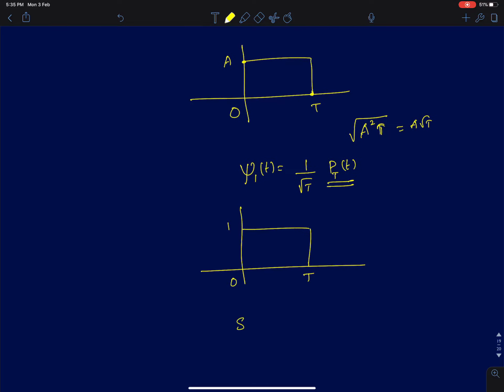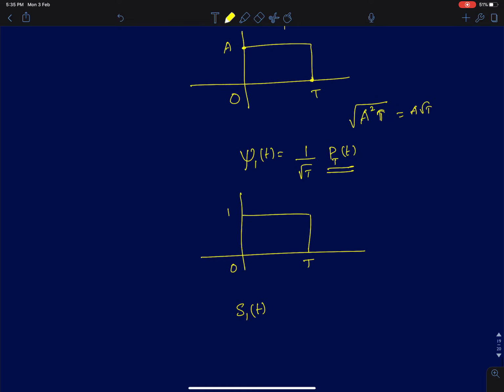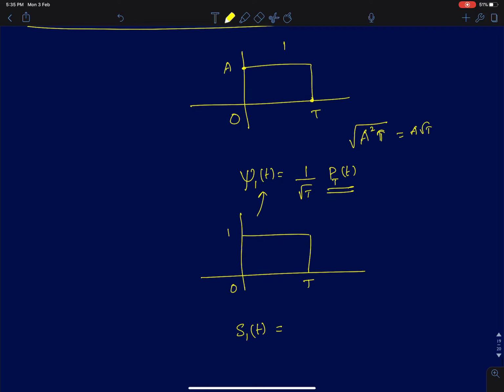So your signal, I'll call it S1 of t for bit 1, will simply be A root T. If I want to represent bit 1 in terms of psi 1 of t, you can simply take the projection of S1 onto psi 1. So you just have to multiply these two signals and integrate over a single cycle.